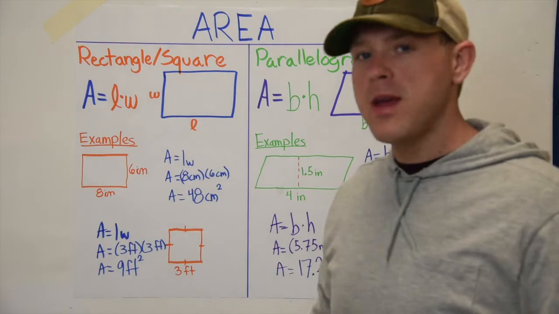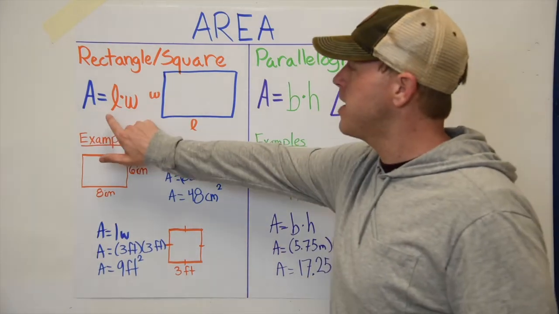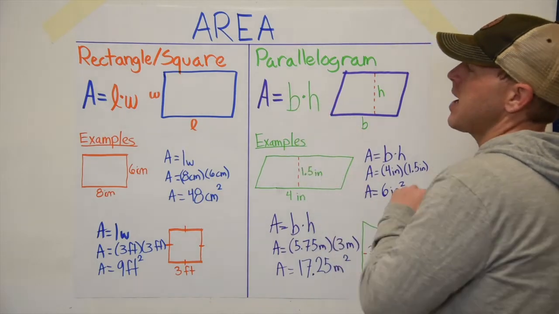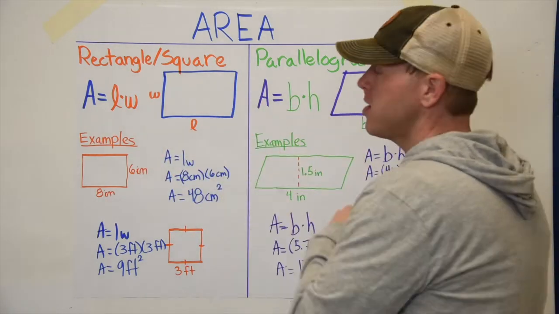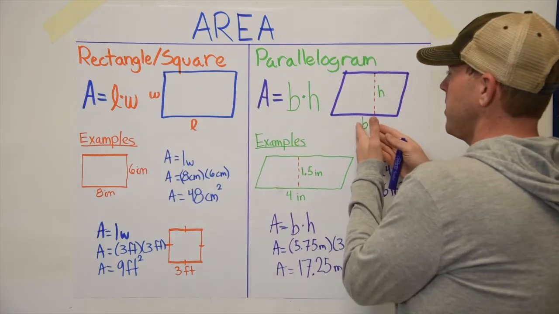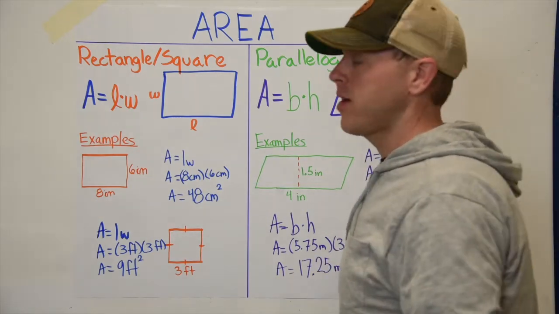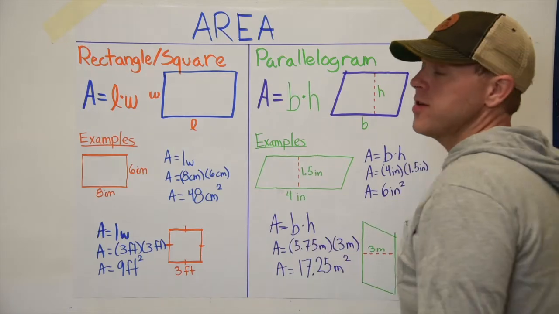All right, so we've talked about rectangles and squares, and we talked about parallelograms. So remember, the big thing with rectangles and squares is area equals length times width, and for my parallelogram, area equals base times height. They're really the same formula, okay? Because this could be length and this could be our width. We just don't call this width because it's the height of the parallelogram.